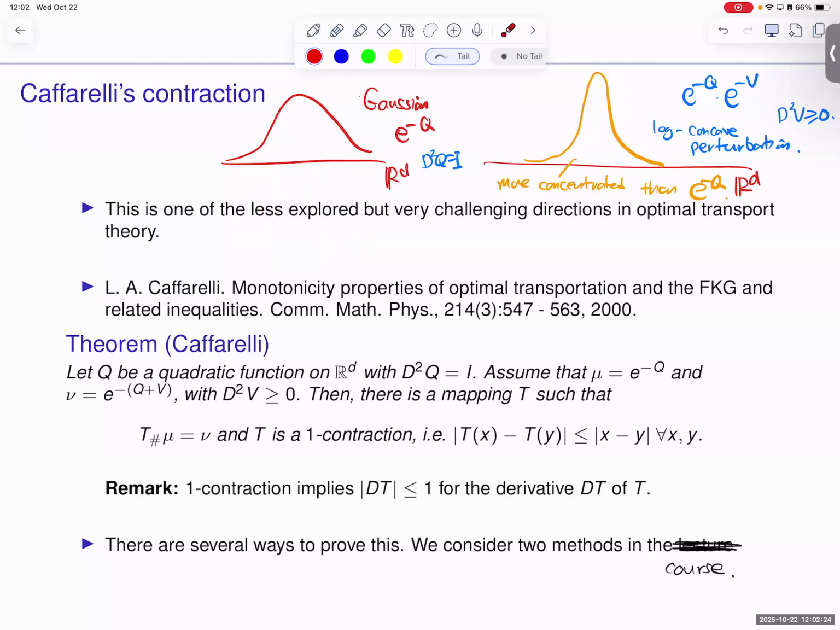So that's the intuition. And Caffarelli proved that, in fact, the optimal transport mapping from here to there is a contraction, not just in an average sense, but in a pointwise sense.